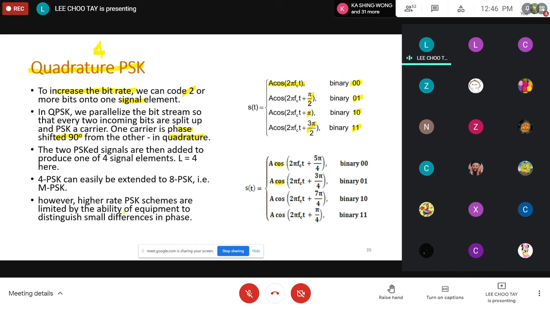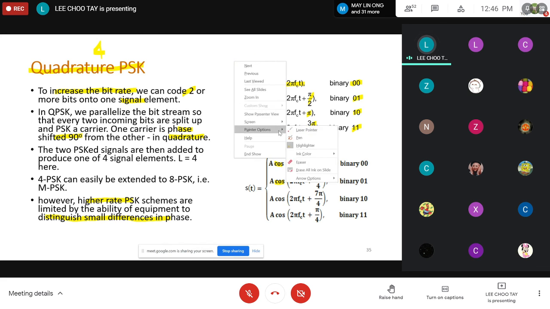However, if you use a higher rate, then you must make sure your equipment can differentiate the small difference in phase angle. Because in total we have 360 degrees, isn't it? If you want to have 4 different levels, 360 divided by 4 will give you 90 degrees, right?